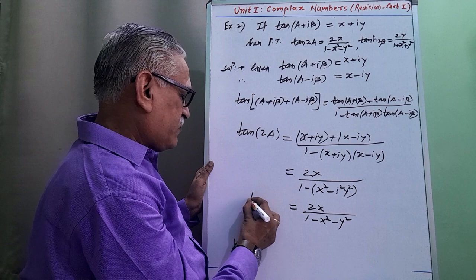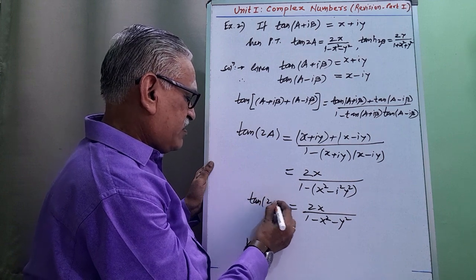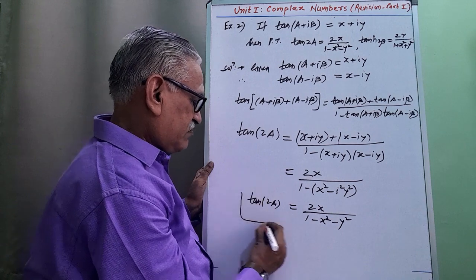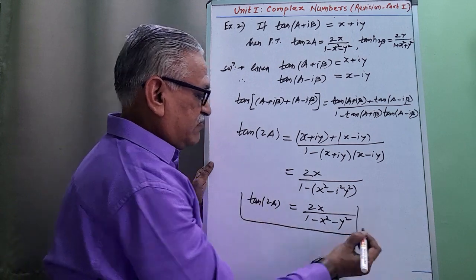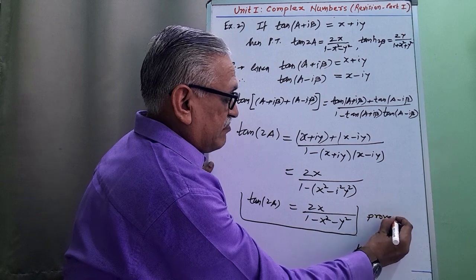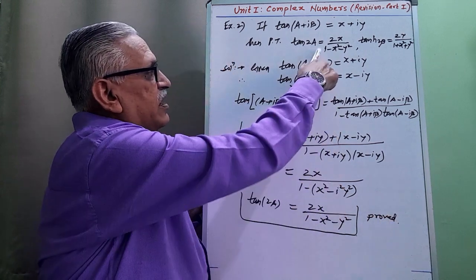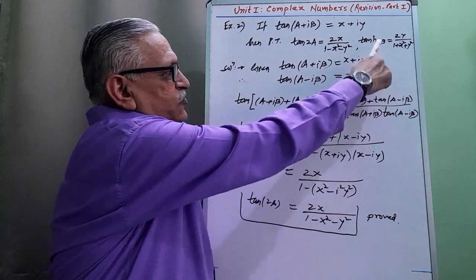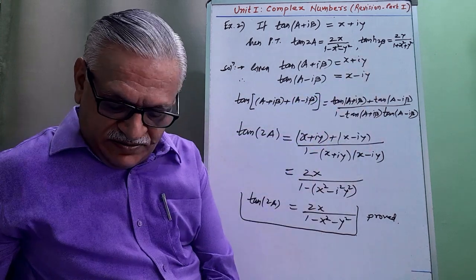We get the first required result, tan 2a as 2x upon 1 minus x square minus y square. Then we try to find out the second one.